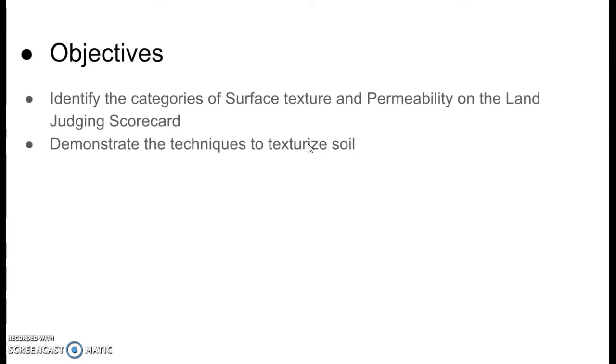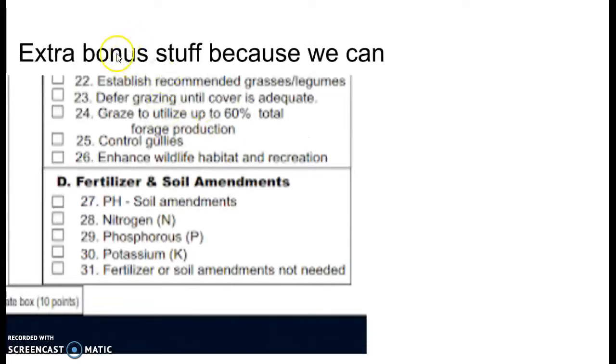And just for a side note today, we're going to give you some extra bonus stuff, just because we can. On your scorecard, you also have a fertilizer and soil amendments section. With these fertilizer and soil amendments, if there are no soil amendments needed based on what we find with our soil, then you would check number 31. But if we happen to find one of these, 27 through 30, that should be checked, you don't check 31.